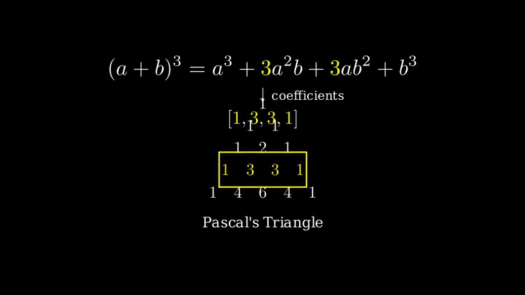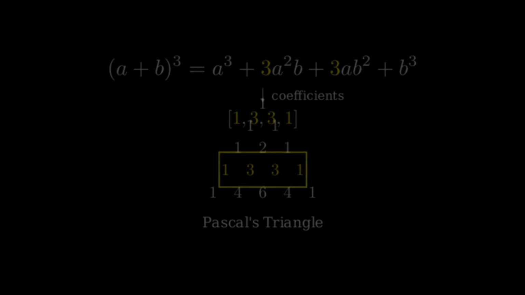For any expansion of (a + b) raised to the power n, the coefficients will be found in row n of Pascal's triangle. For example, if we wanted to expand (a + b) to the fourth power, we would use the fourth row, 1, 4, 6, 4, 1. This pattern works for any positive integer power and provides a systematic way to find binomial expansions. Pascal's triangle is not just a mathematical curiosity, it's a powerful tool that connects algebra, combinatorics, and many other areas of mathematics.